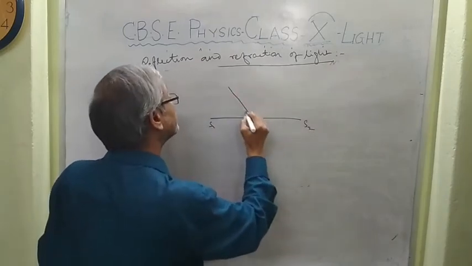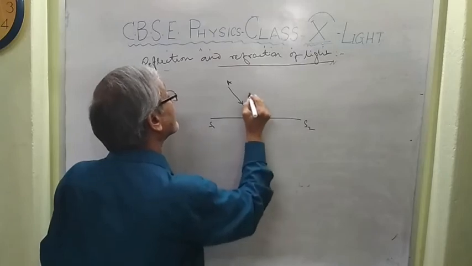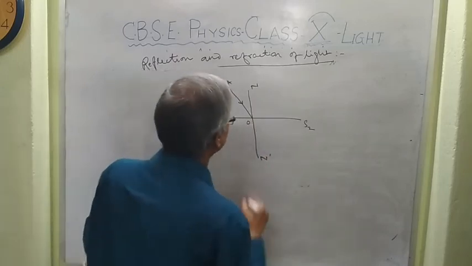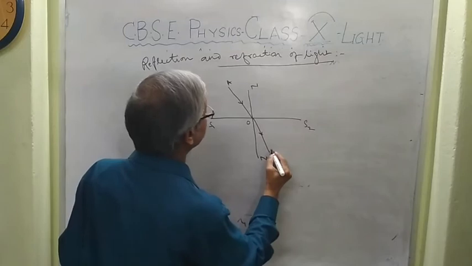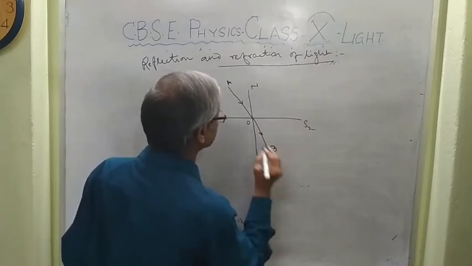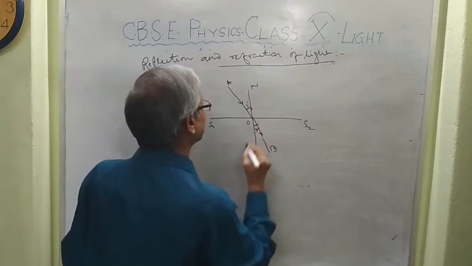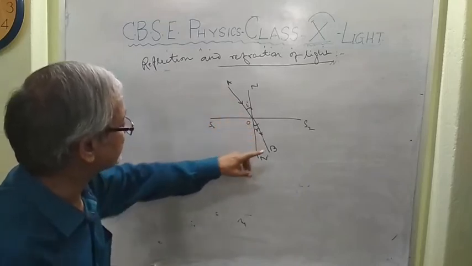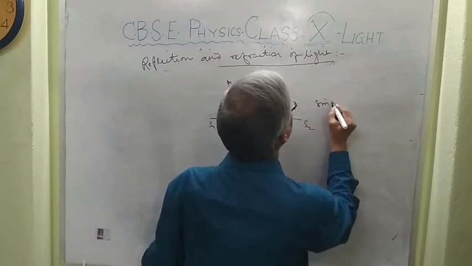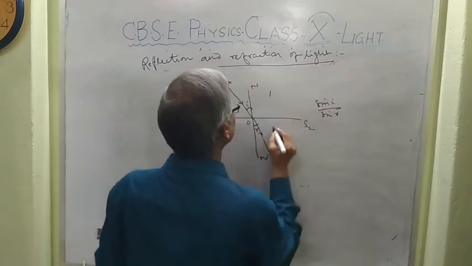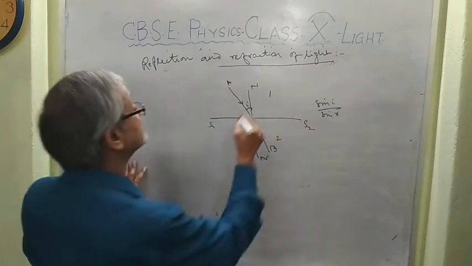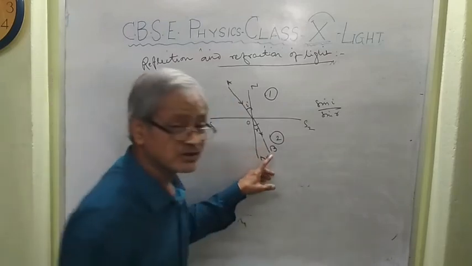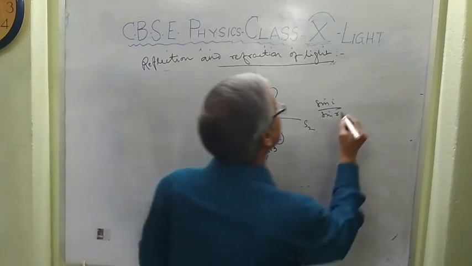and this is the incident ray AO, this is the normal at the point of incidence O on the refracting surface, and this is the refracted ray. This is the angle of incidence I, angle of refraction R. While light rays are incident along AO and refracted along OB, then we have sin I by sin R. This is medium 1, this is medium 2. Then sin I by sin R equals whose refractive index? Medium 2 with respect to 1, equal to N21.